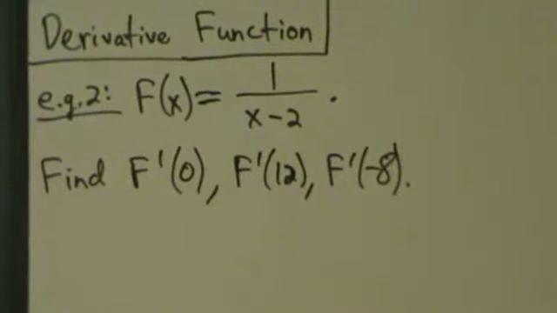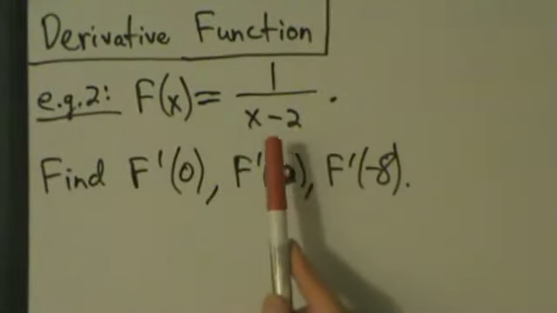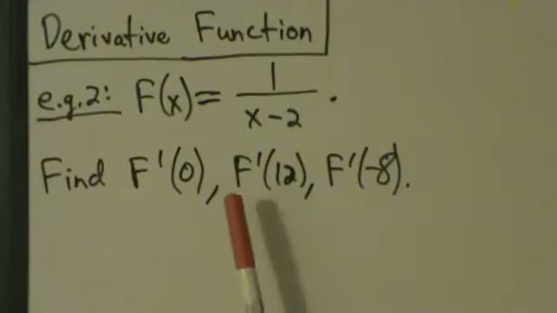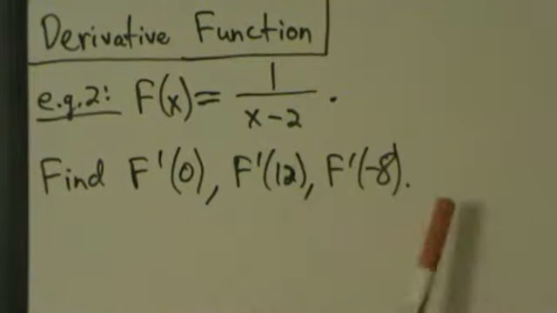So here's another example with derivative functions. Big f of x is 1 divided by x minus 2, and we want to find f prime of 0, f prime of 12, f prime of negative 8. So as we mentioned in the last video, we don't have to do this 3 times over and over.